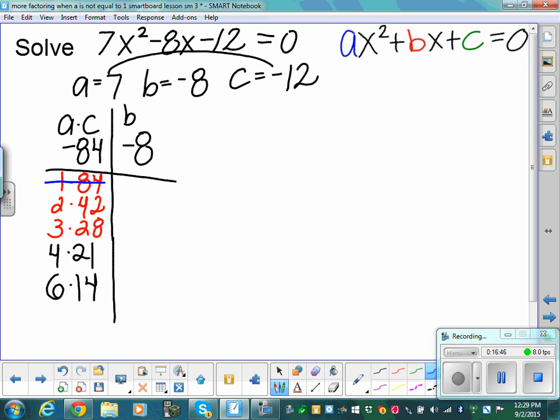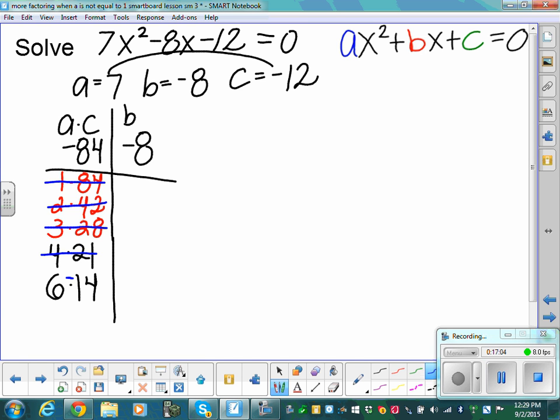1 and 84 could never add up to be negative 8. 2 and 42, never going to be adding up to negative 8. 3 and 28, that can't add up to be negative 8. 4 and 21 can't add up to be negative 8. 6 and 14, that could add up to be negative 8, but it needs to be negative 8. So my negative would have to be with my 14.